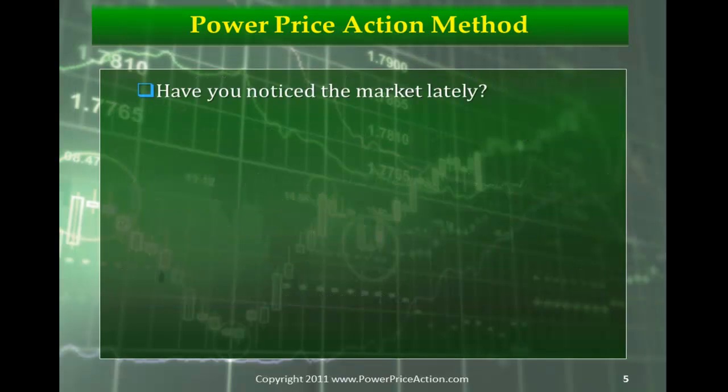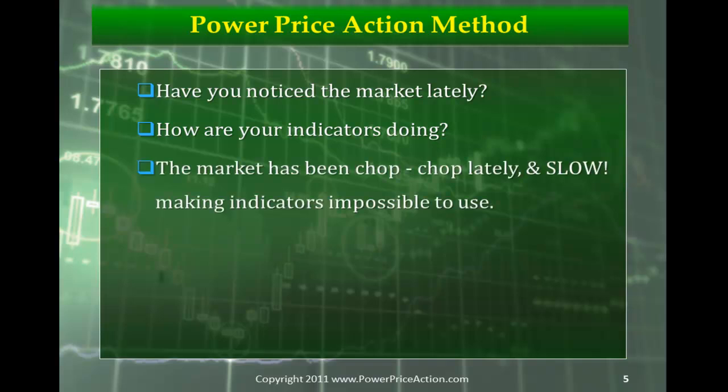So, have you noticed the market lately? I'm going to show you today's chart and yesterday's chart. How are your indicators doing? Most traders use indicators. Stochastics, MACD, moving averages, bands, Keltner, Bollinger, all that stuff. How have your indicators been doing lately? The market has been chop lately, and actually it's been very slow. I haven't seen the indexes this slow in a very long time.